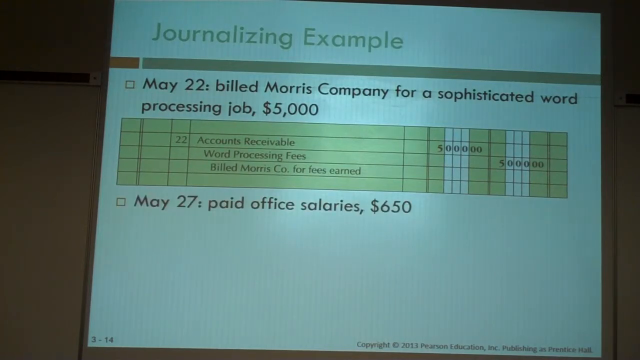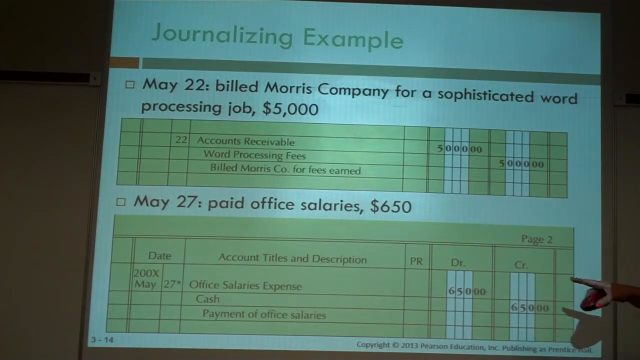On May the 27th, paid salaries, $650. What happened to cash? It went down, so it'll be our credit. It's our credit, and what's our debit going to be? Office salaries expense. Okay. We're still in balance.